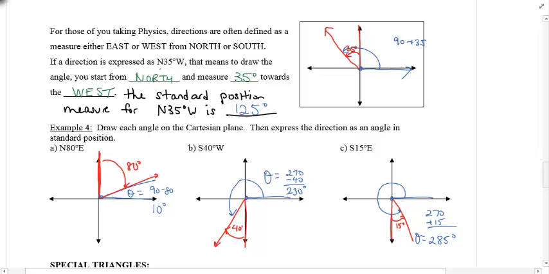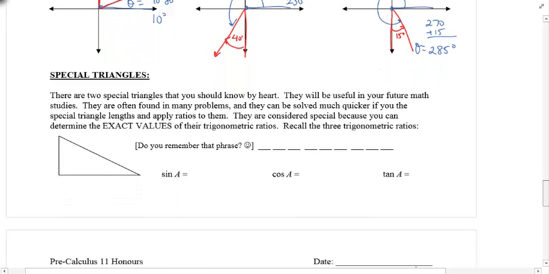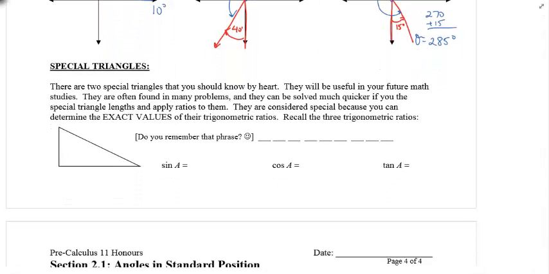Alright, just some quick notes about special triangles. You'll see this again in section 2.2. Very, very important. There are two of them you should know by heart. If you had me in Math 10, I taught them to you. But if you didn't, let me quickly tell you now. They are very, very useful in future math studies, and you'll still need them in university calculus for sure.